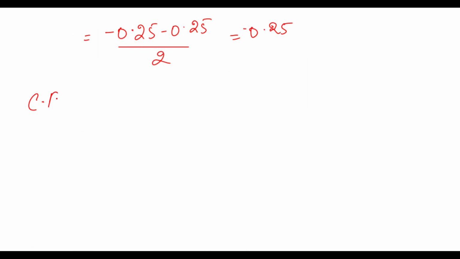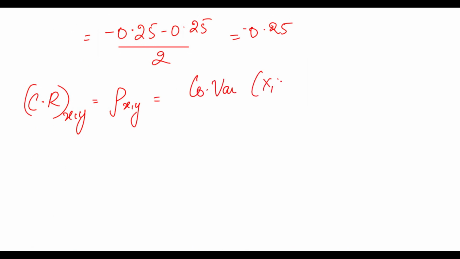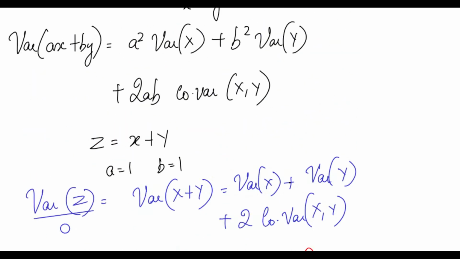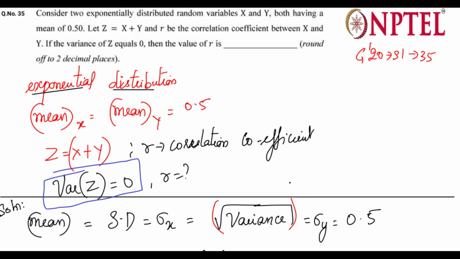So the correlation coefficient r for x comma y, or rho of x comma y, is equal to covariance of x comma y divided by sigma x dot sigma y. Covariance of x comma y, as we have seen, is minus 0.25, divided by sigma x which is 0.5, since that is the mean itself, and sigma y which is also 0.5. Solving it, you will get minus 1, which is the required answer. So the final answer is minus 1. Thank you.